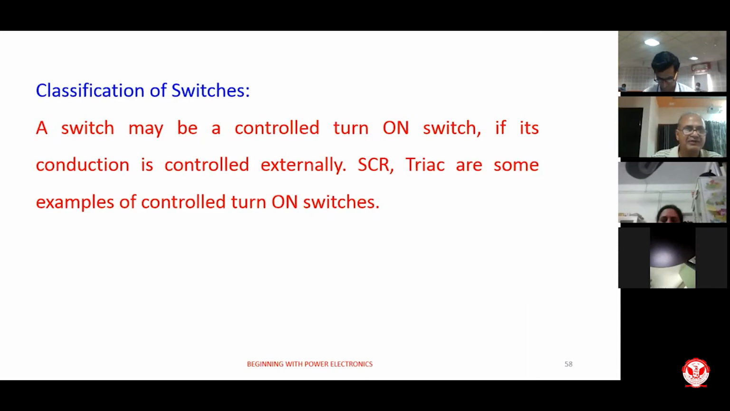Another important way by which we can classify switches is that a switch may have a controlled turn-on, if conduction is controlled externally. SCR or TRIAC are some examples. Unlike a diode, where the moment it gets forward biased we do not have any control over the beginning of conduction, in a silicon controlled rectifier the turn-on is effected by putting a gate current into the gate of the SCR. So the turn-on is under our control.